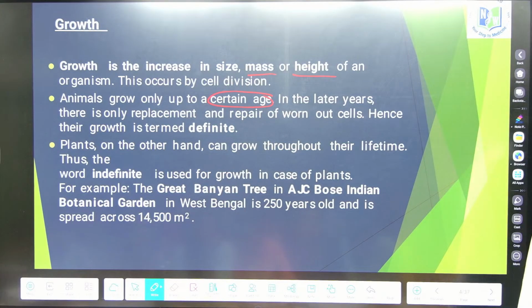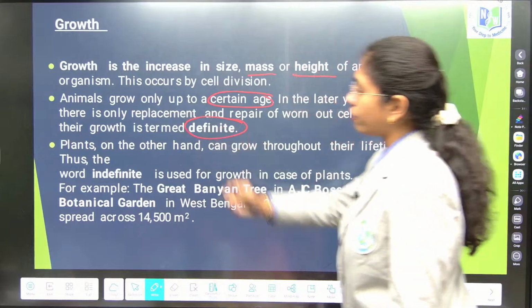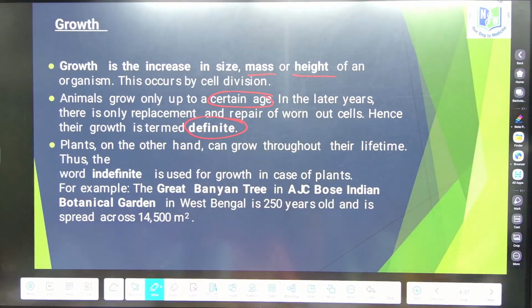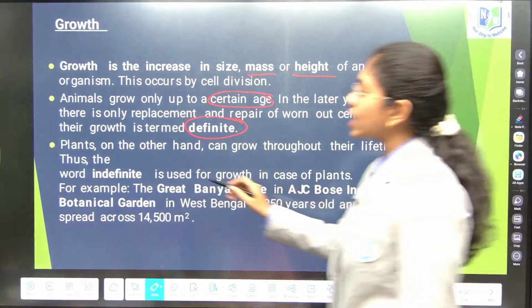That is how, right, any repair of worn out cells, any wounds occur, the somatic cells will divide again. But that is regeneration or replacement of the cells, but not growth. So, this is termed as what? Definite. Plants on the other hand will grow throughout the life. This is known as indefinite.